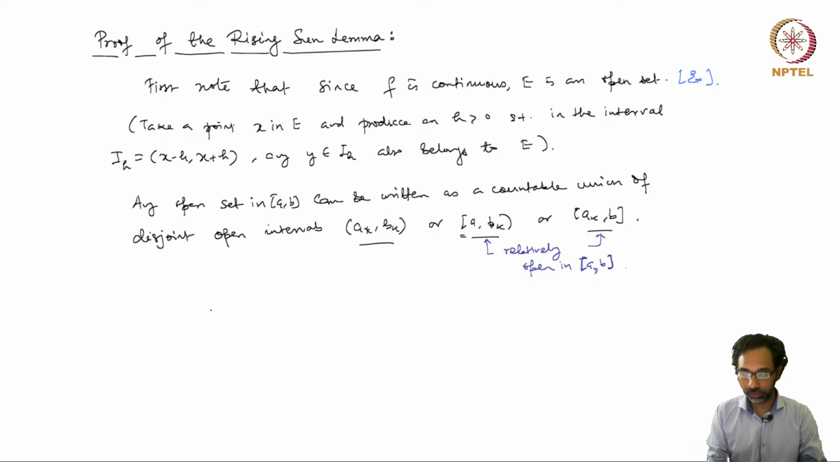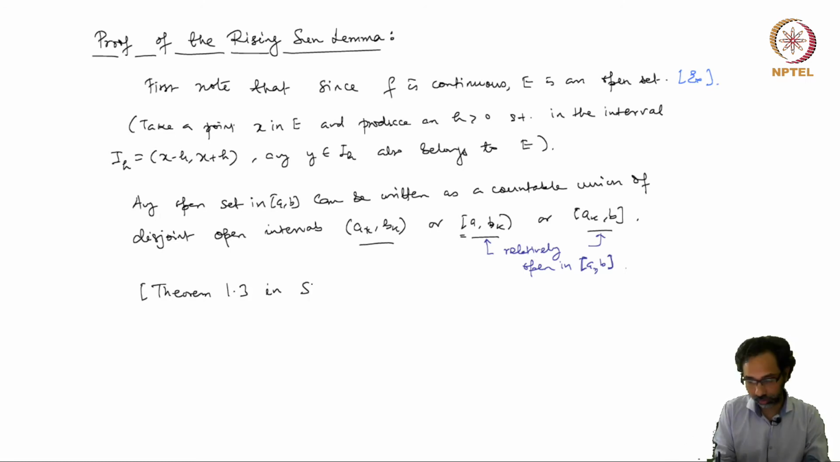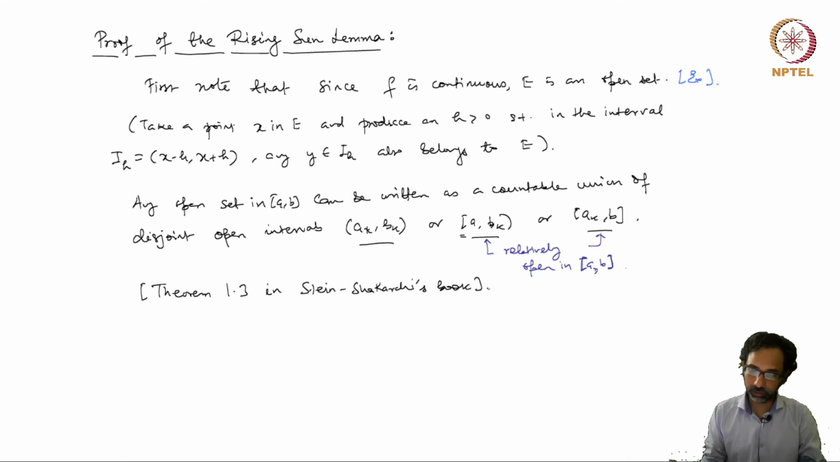This is a rather general topological result that you can consult. For example, you can look at Theorem 1.3 in the Stein and Shakarchi book for a proof of this fact, that any open set in (a,b) can be written as a countable union of disjoint open intervals, relatively open intervals in (a,b).